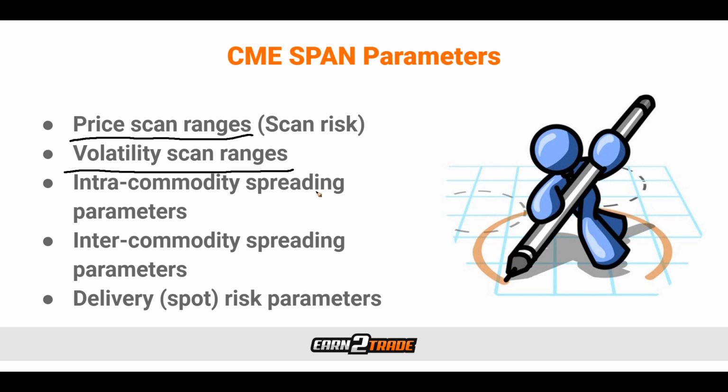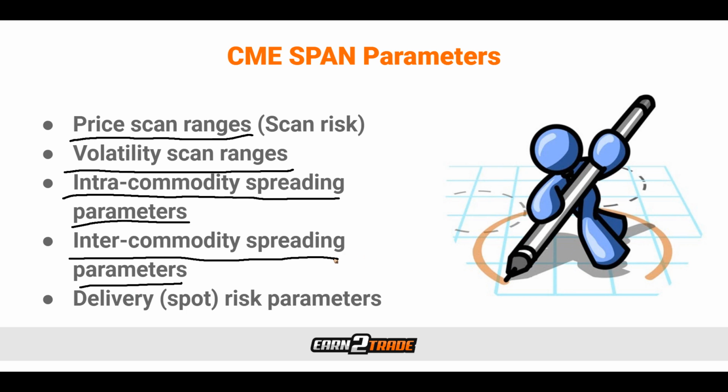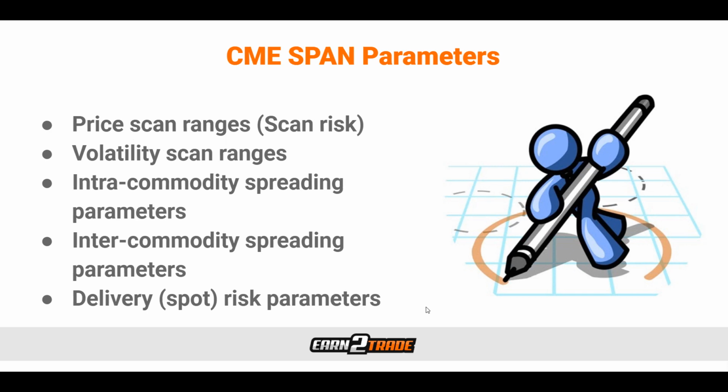Next comes the intra-commodity spreading parameters. It sounds like something from the future. These are the rates and rules used to evaluate risks of closely related products among portfolios. Then we have the inter-commodity spreading parameters, which is the rates and rules used to evaluate risk offsets between related products. And finally, we have delivery risk parameters, which is the rates and rules used to evaluate the heightened risk of futures positions that involve physically deliverable products as the delivery period approaches.